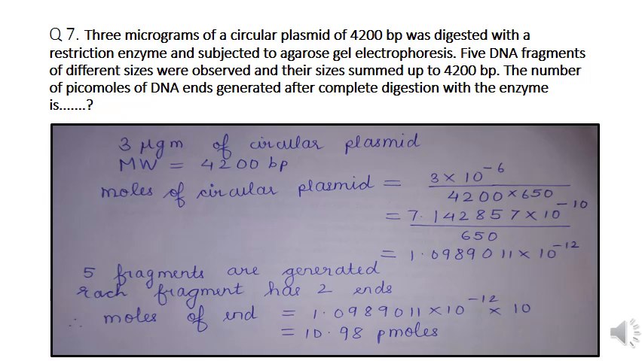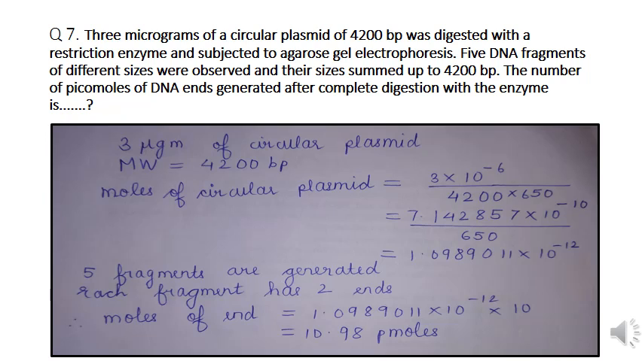So this is the figure that you have to remember all the time. It is a constant, 650 for base pair. So 4200 into 650, you will get the molecular weight of the given plasmid. So your answer for the moles of circular plasmid is 1.098911 into 10 raised to minus 12 moles. So this is for one plasmid. This is for one particular plasmid.